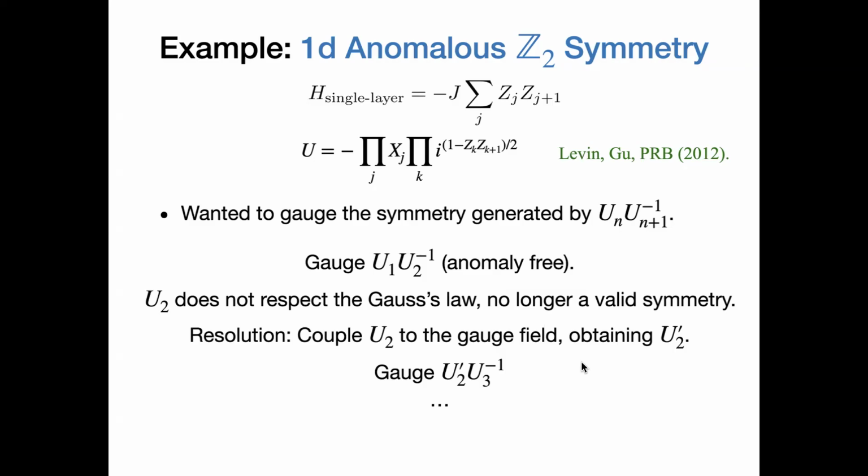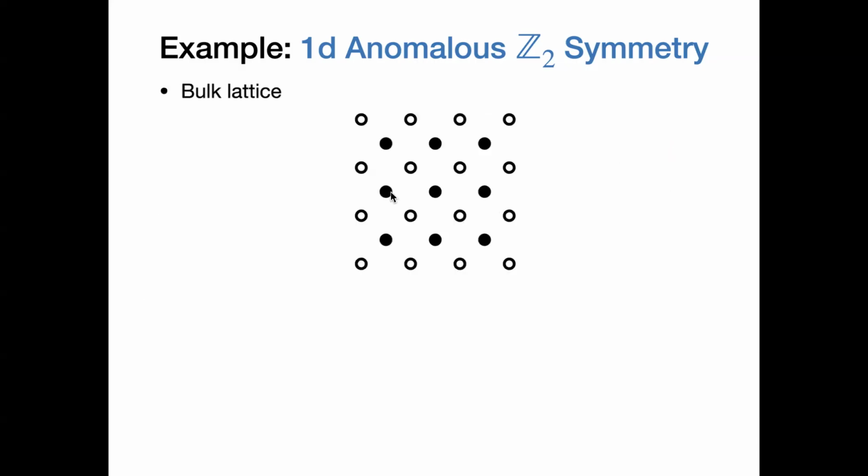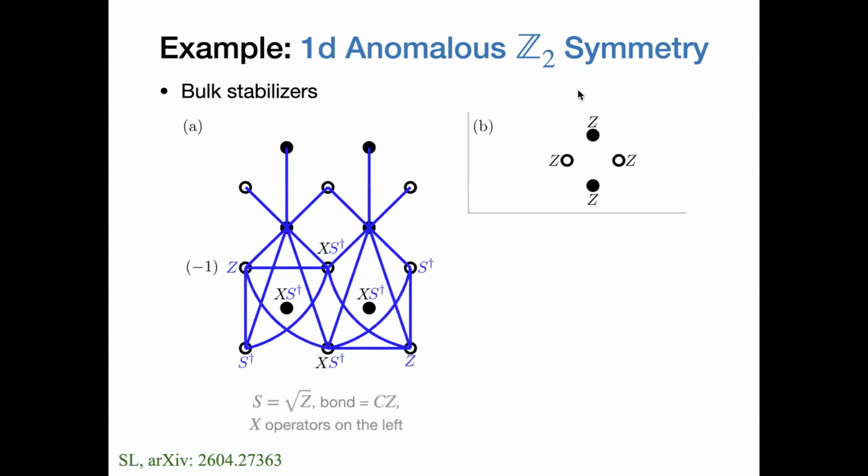Okay. I will skip the details of this calculation. The calculation is actually very complicated. Half of my time spent on this project was on this example. The bulk lattice thus obtained takes the same form as the previous toric code example. It's just this lattice, but the bulk stabilizers look a little complicated.